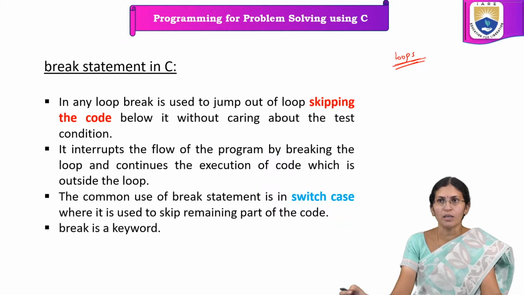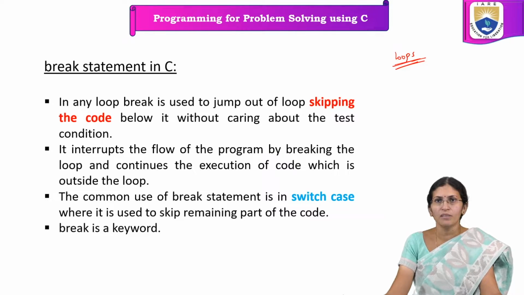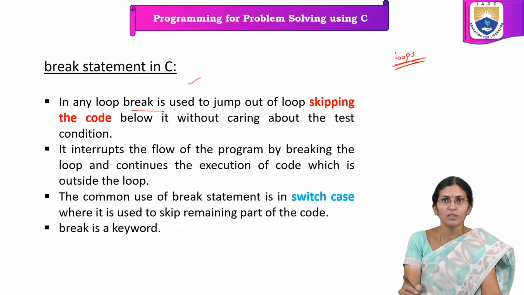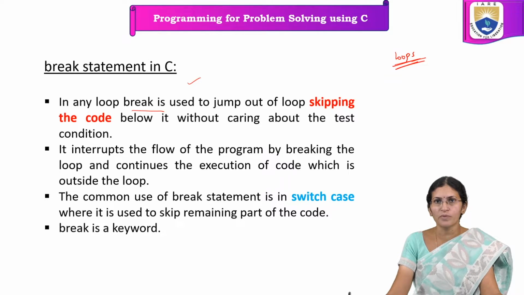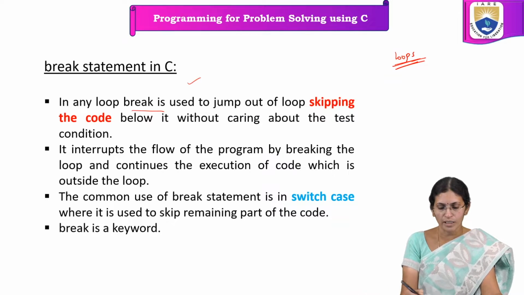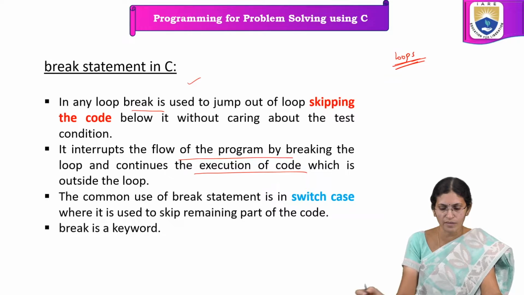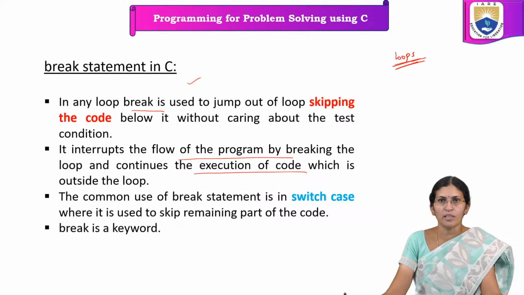In order to break out of the loop or to alter the flow of execution of the program, we can use unconditional control structures like break, continue and goto statement. Let us see the first one, the break statement, and how it works. In any loop, break is used to jump out of the loop, skipping the code below it without caring about the test condition. It interrupts the flow of the program by breaking the loop and continues the execution of the code which is outside the loop.